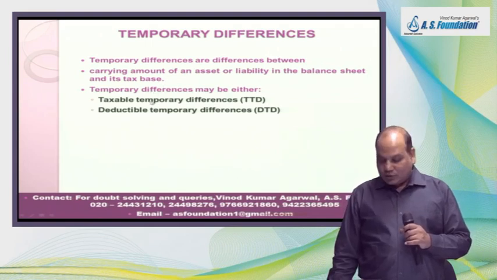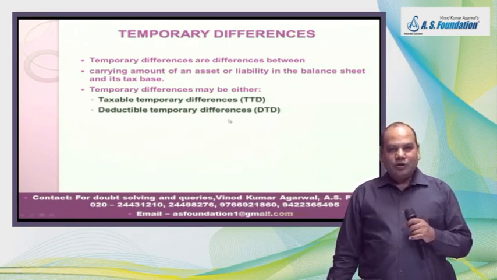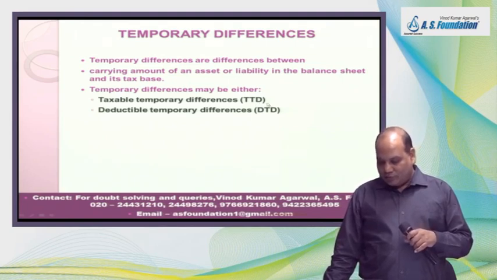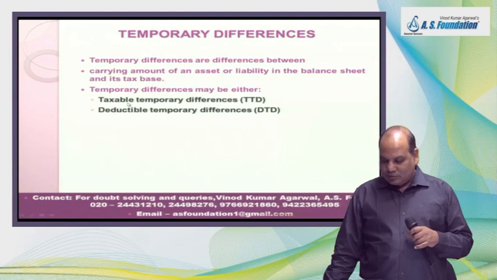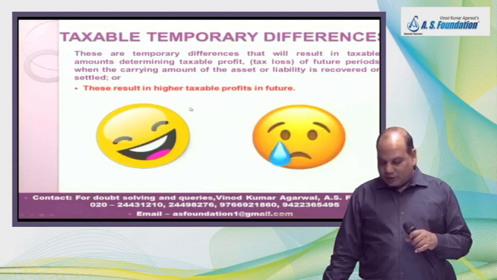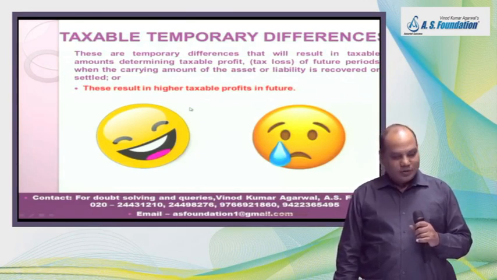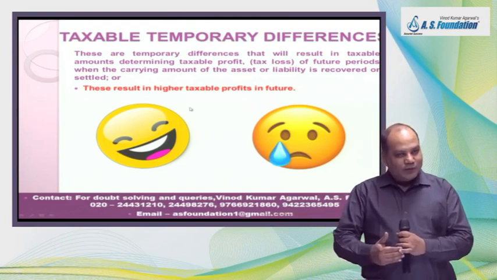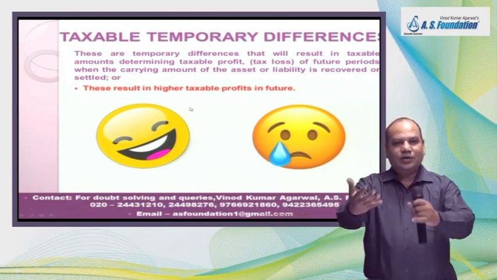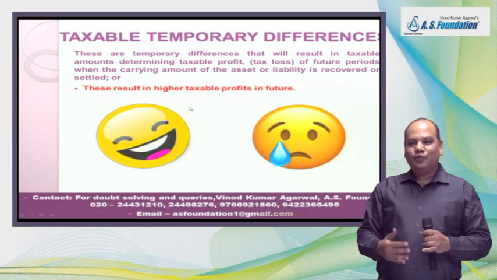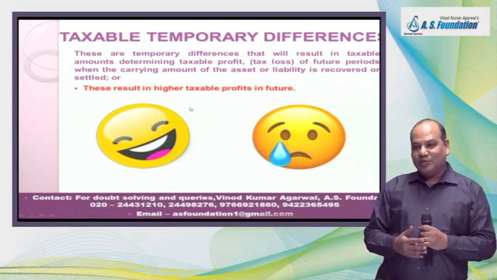These differences are of two types. Taxable temporary difference, in short TTD. Deductible temporary difference, in short DTD. So in this chapter we will write TTD, DTD. Now what is the meaning of taxable temporary difference? Taxable temporary differences are those temporary differences which will be taxed in future, taxable in future. Can I call it taxable-in-future temporary difference? Then it becomes easy to understand.